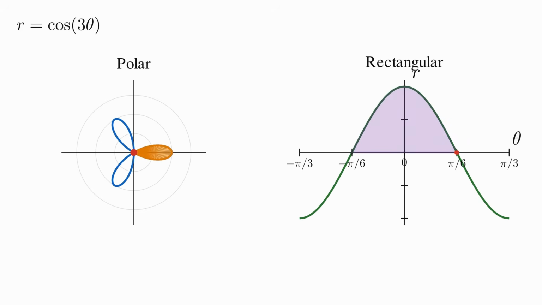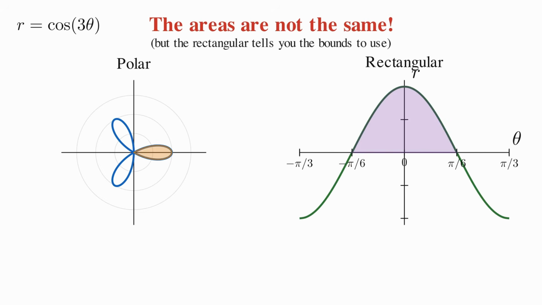Because if we can find the region on the rectangular graph that is creating the polar graph, all we need to do is take the bounds from the rectangular graph. I basically do all polar area problems by creating a rectangular graph, finding the corresponding region, stealing the bounds, and in this case we can see it's negative pi over 6 to pi over 6, and then writing the polar area. So the areas are not the same.